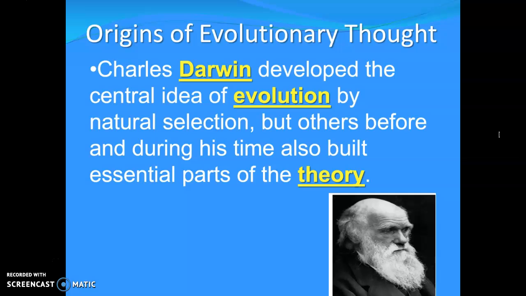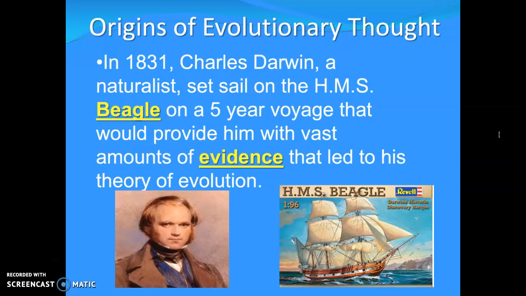So here comes along Charles Darwin. Charles Darwin developed the central idea of evolution. Hopefully you watched that video last week. He thought up the idea of natural selection. There were a couple of others before him that contributed to his ideas, but he was the one that actually sailed on the Beagle in 1831. It was a 5-year voyage, and on that voyage, he collected a lot of evidence that supported his theory of evolution.